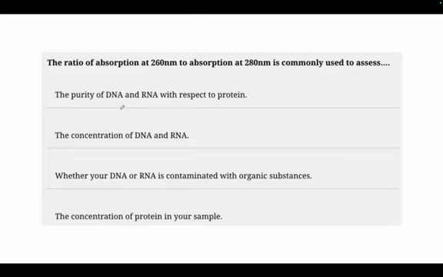The ratio of absorption at 260 to 280 is commonly used to assess DNA purity. What you should know is at 260 nanometers, nucleotides have greater absorbance, and at 280 nanometers, proteins have greater absorbance. And so the ratio of these two is commonly used to assess the purity of DNA and RNA with respect to protein.